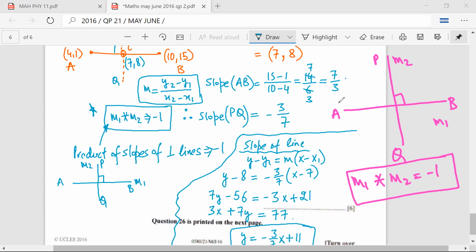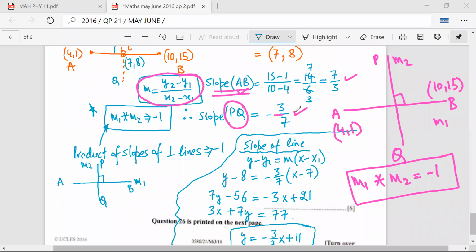Now I have the coordinates of point A and B. A is (4, 1), B is (10, 15). So the first thing that I do is find the slope of AB using the slope formula, y2 minus y1 upon x2 minus x1. Once I have the slope 7 upon 3, I find the slope of PQ, which will be equal to -3 by 7, because 7 upon 3 into -3 upon 7 would be equal to -1.